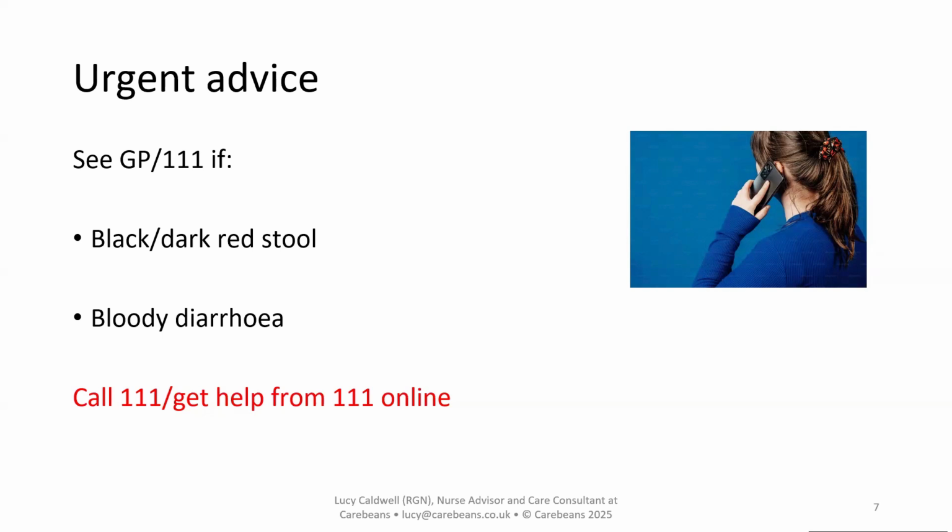That could be something that's in the lower colon or the rectum or the anus, hemorrhoids, etc. But if it is darker red or black, then that could indicate that there's something going on higher up in the colon, so higher up in the small intestine. So that could indicate bleeding in the stomach, for example, a stomach ulcer. So that's something that does need urgent advice from a GP or 111.